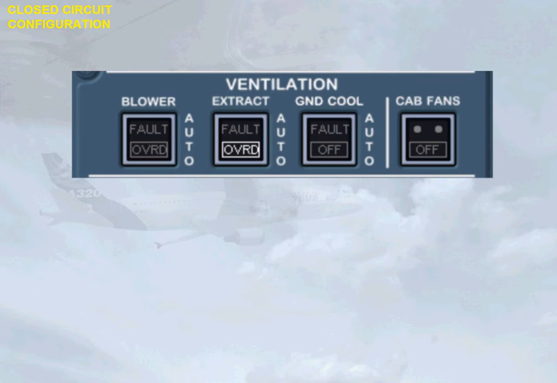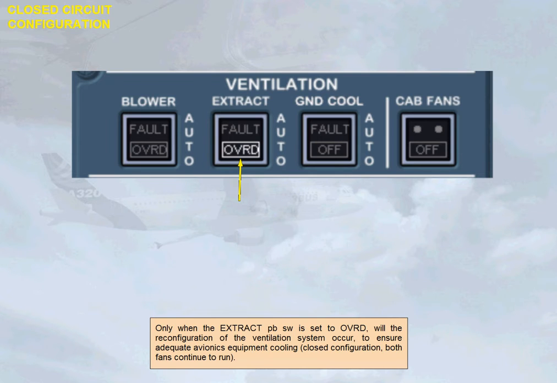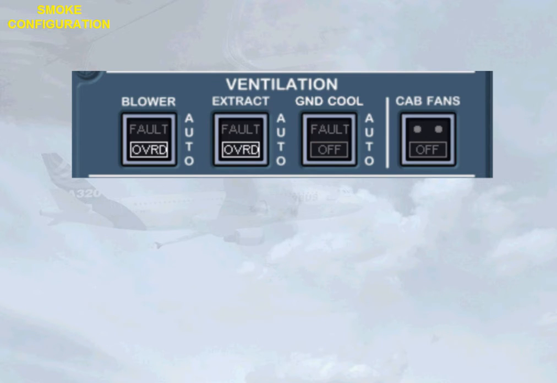Only when the extract push-button switch is set to override will the reconfiguration of the ventilation system occur. To ensure adequate avionics equipment cooling, closed configuration, both fans continue to run. The avionics smoke procedure requires both push-button switches to be set to override. In that case, the air conditioning system supplies cooling air, which is then exhausted overboard. The blower fan stops. Let's see the corresponding indications on the ECAM cabin pressure page.